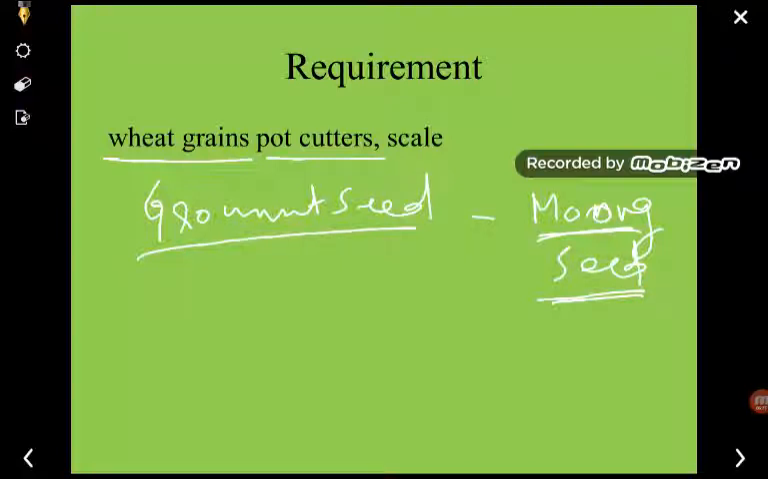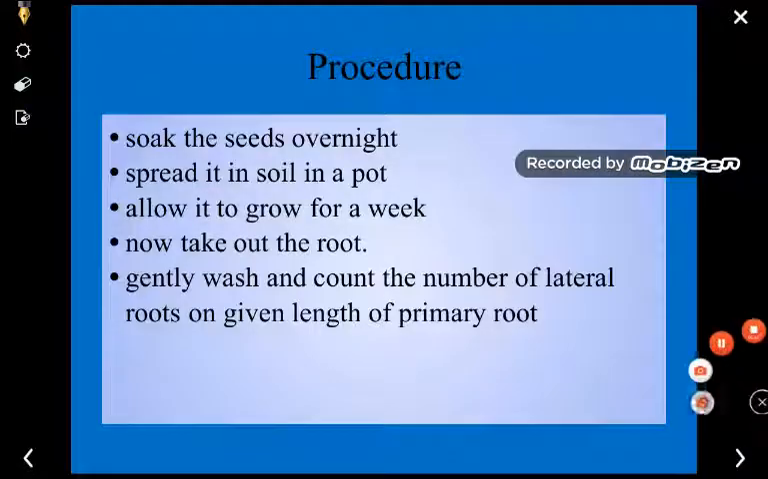So we need the seed, that is the groundnut seed as well as the moong seed, and then after growing these seeds till 1 week, we are going to find out the length of the roots. So the main requirement is the groundnut seed as well as the moong seed. The next step is the procedure. So we are going to start the experiment from the seed.